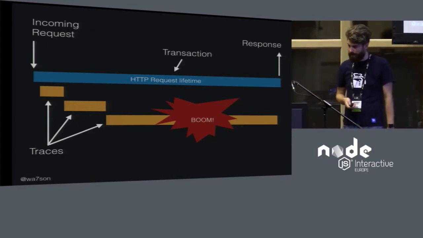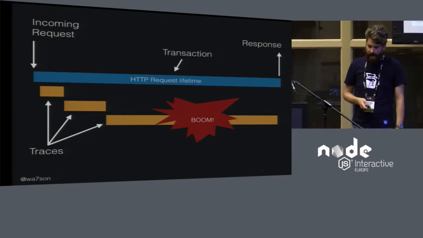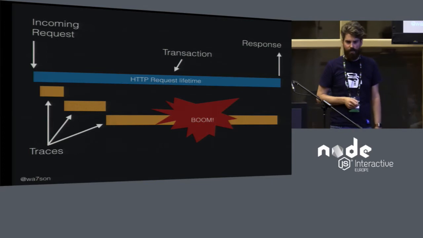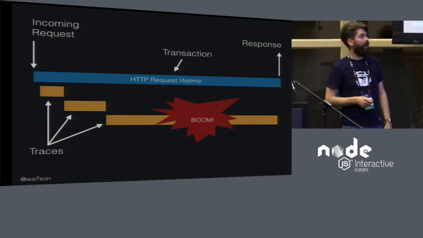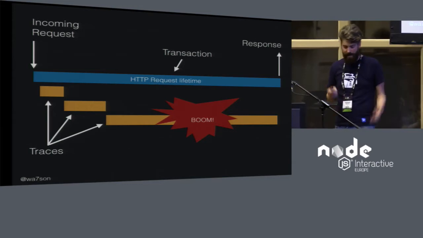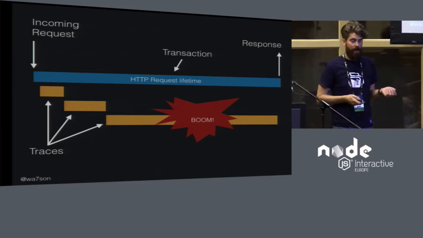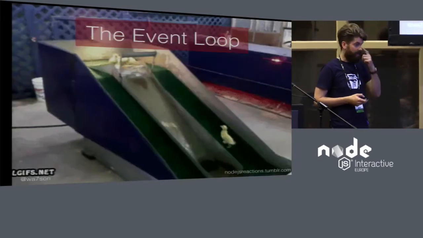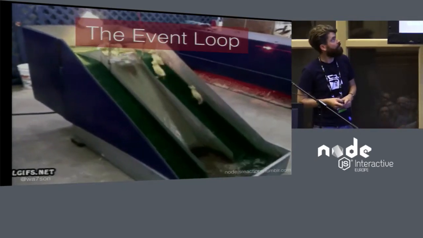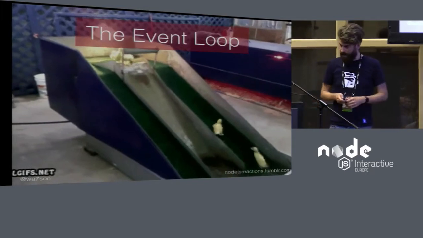I'm part of the Node.js Diagnostics Working Group, and one of the things that we work on is tracing. To figure out how to solve this problem in Node, we have to dive into this thing called the event loop and learn why this is a problem. The event loop actually looks like this.